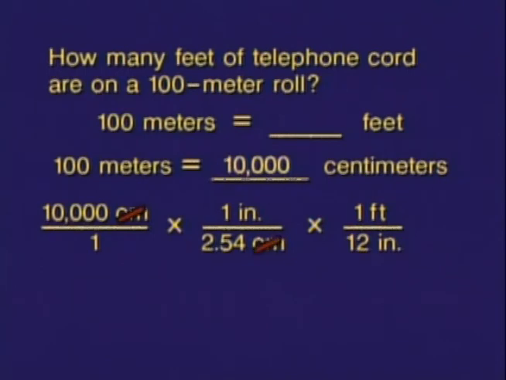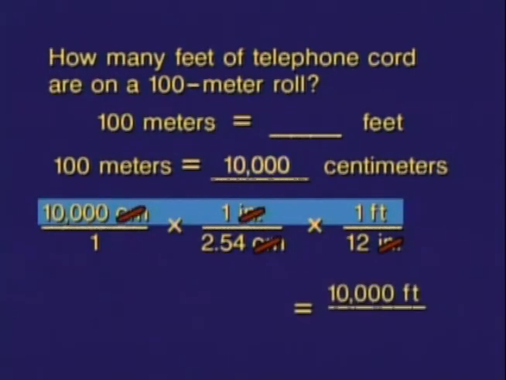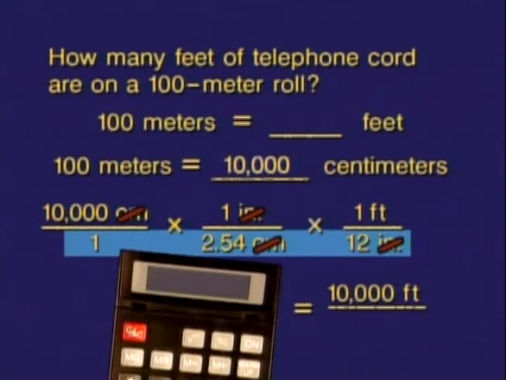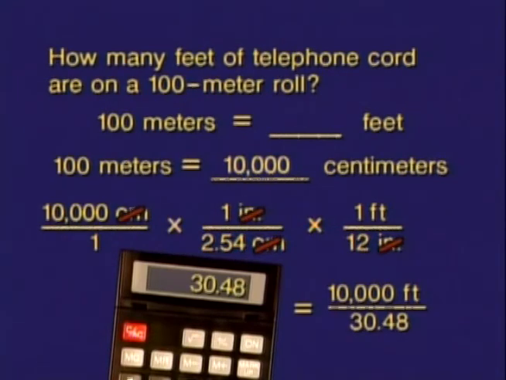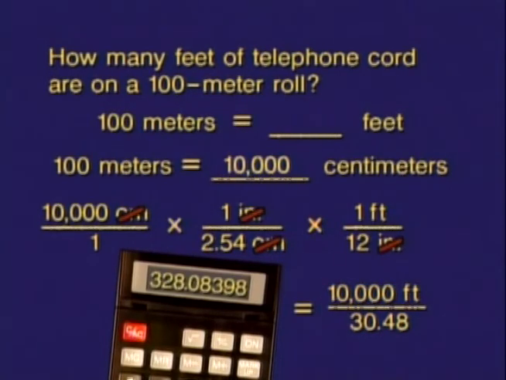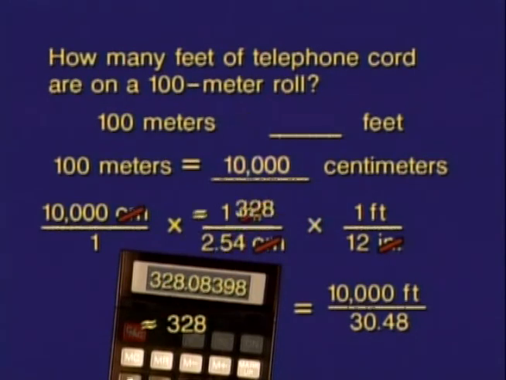After canceling centimeters and inches, we multiply the fractions. In the numerator, we have 10,000 feet. In the denominator, multiply 2.54 times 12. It's 30.48. Now we'll divide 10,000 by 30.48. We'll round the answer to the nearest foot. It's 328 feet. A 100-meter roll of telephone cord is about 328 feet long.